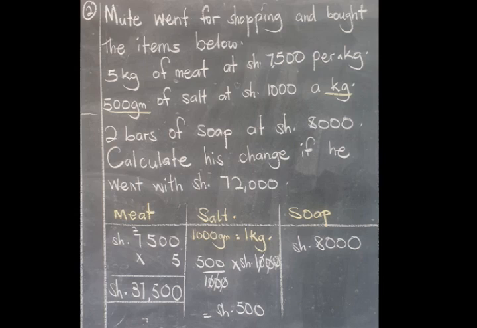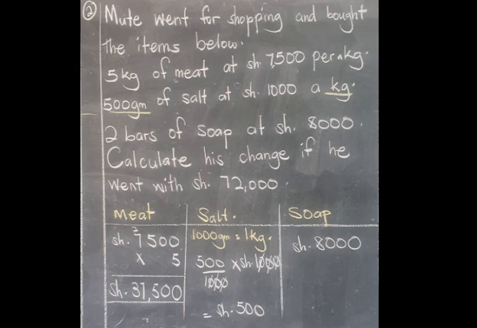Starting with the meat, we shall say unit cost times quantity. Therefore, we have 7,500 times 5, which will give me 37,500 shillings. Then when it comes to the salt, they say 500 grams of salt at 1,000 shillings a kilogram. So children, on this point, we're seeing that we have two units.